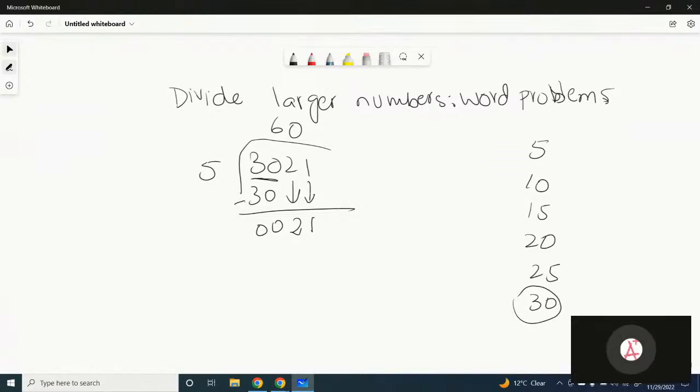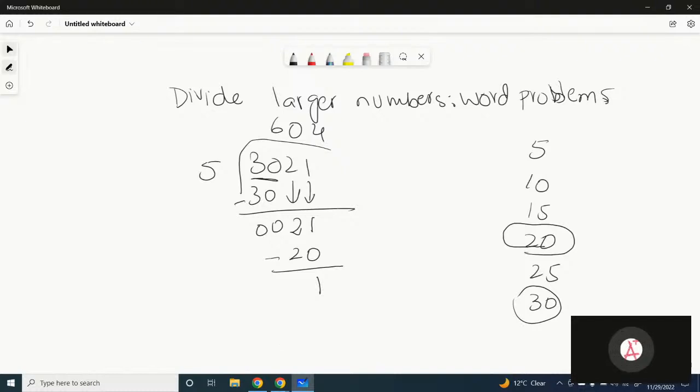But 2 is smaller than 5, so you have to make it greater than 5. You need to bring another digit down, and on the same step you are getting another digit down, so that's why you have to add a 0 to the answer. Got it? Okay, now you have to count the table until 21 or the number that is less than 21. So you can go for 5 times 4 is 20. Got it? And 21 subtract 20 is 1.